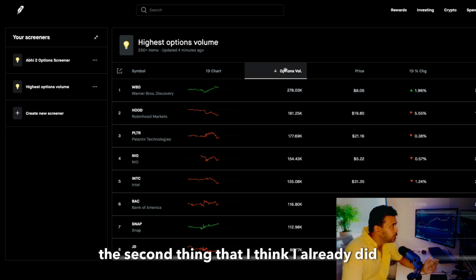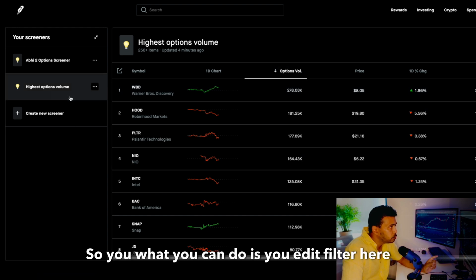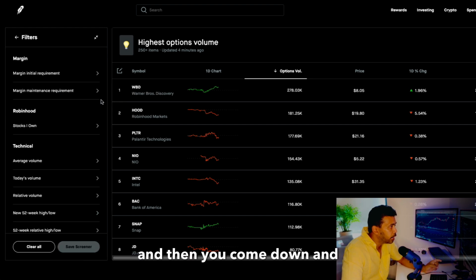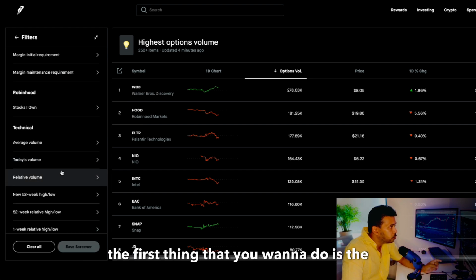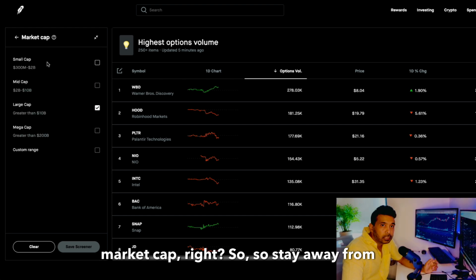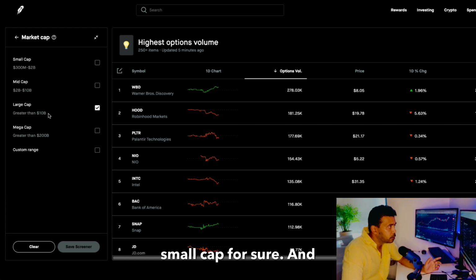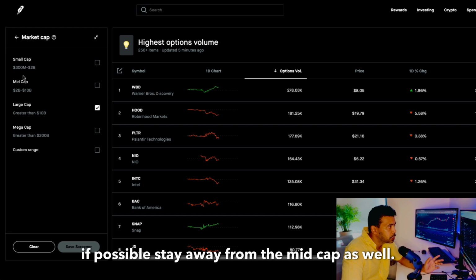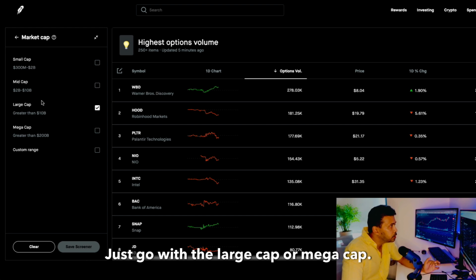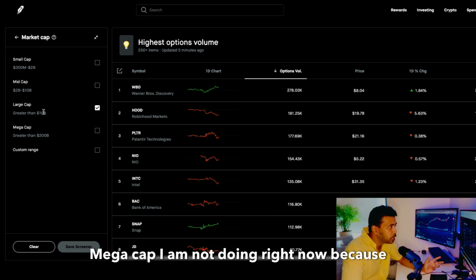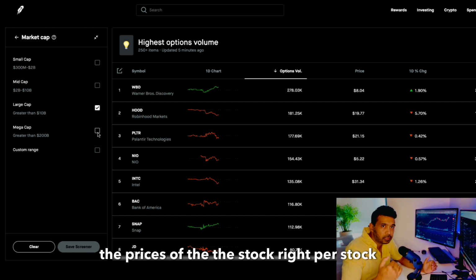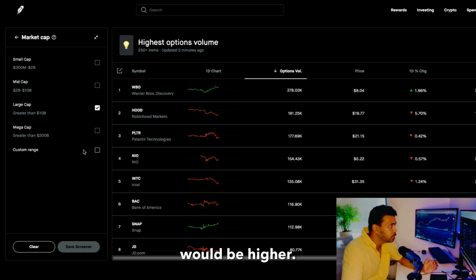And the second thing that I think I already did on this, so what you can do is you edit the filter here, and then you come down, and the first thing that you want to do is the market cap, right? So stay away from small cap for sure, and if possible stay away from the mid cap as well. Just go with the large cap or mega cap. I'm not doing mega cap right now because the price per stock would be higher. So the sweet spot is large cap, so that's what I've selected here.